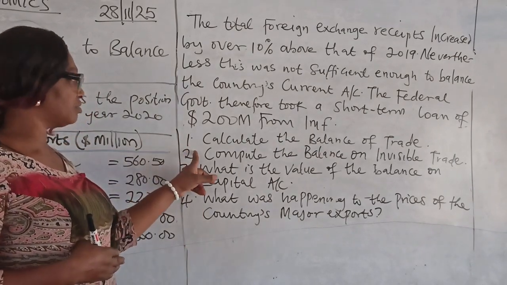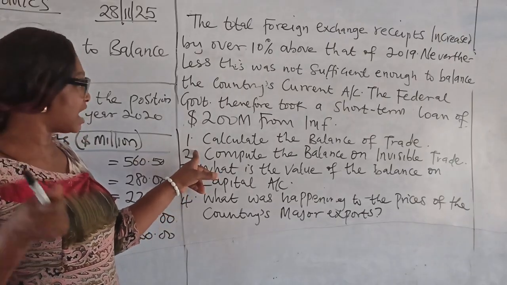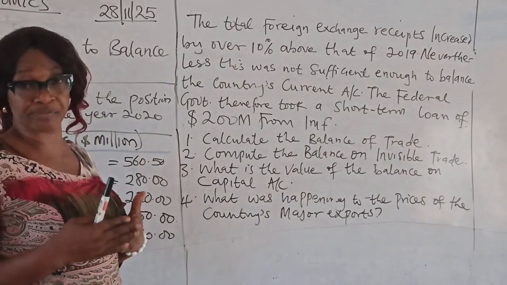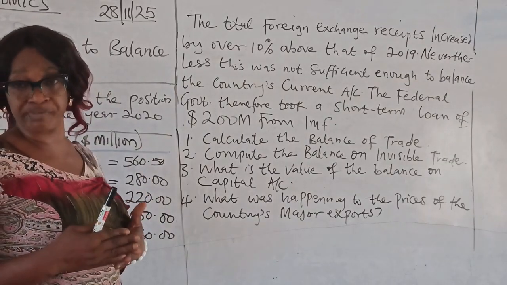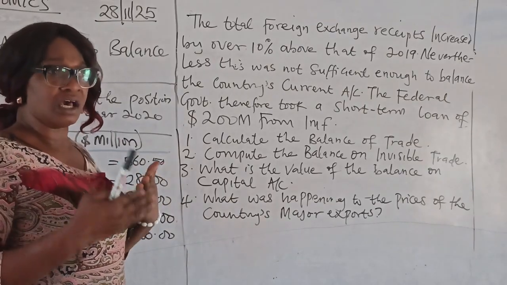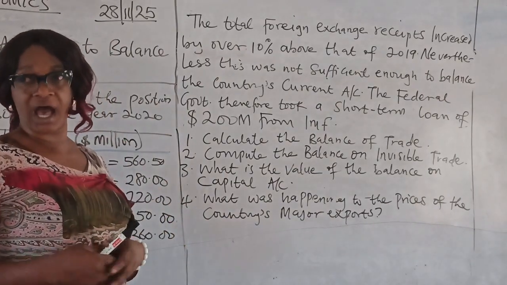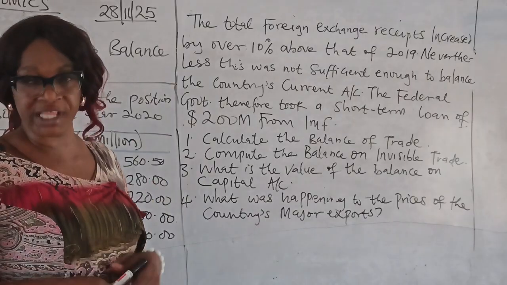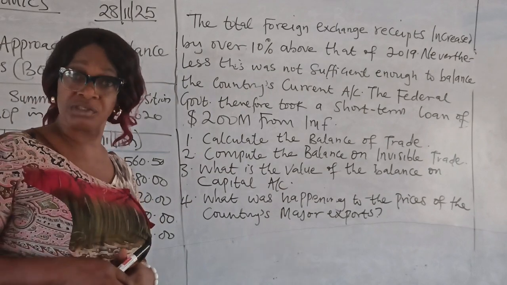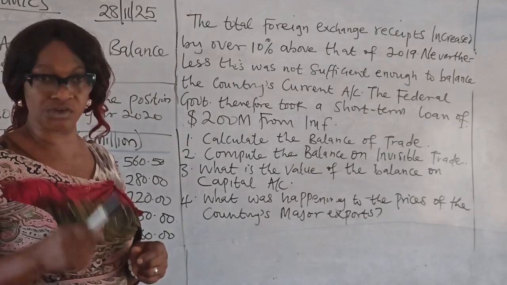Number one, you are asked to calculate the balance of trade. Of course, you know what balance of trade is. I told you what balance of trade is. Balance of trade is the difference between visible export and visible import. That is balance of trade. And this balance of trade, just like I told you, is the same thing as visible trade.